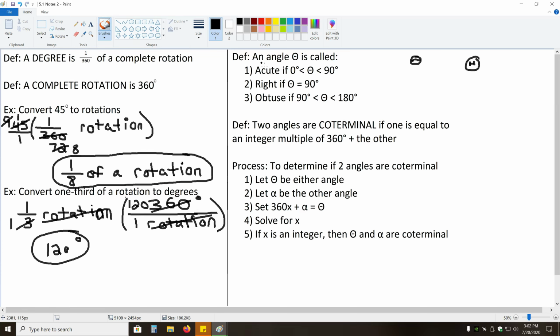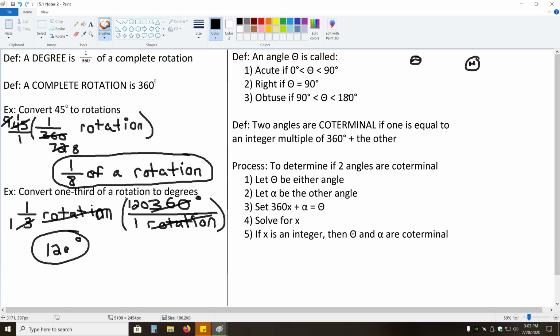going back to this definition, an angle theta is called acute if theta is greater than 0 degrees and less than 90 degrees. From there, it's called a right angle if theta is exactly equal to 90 degrees. And finally, it is called obtuse if theta is greater than 90 degrees but less than 180 degrees. This less than 180 degrees isn't commonly known, but it makes more sense when we start talking about reference angles later on.